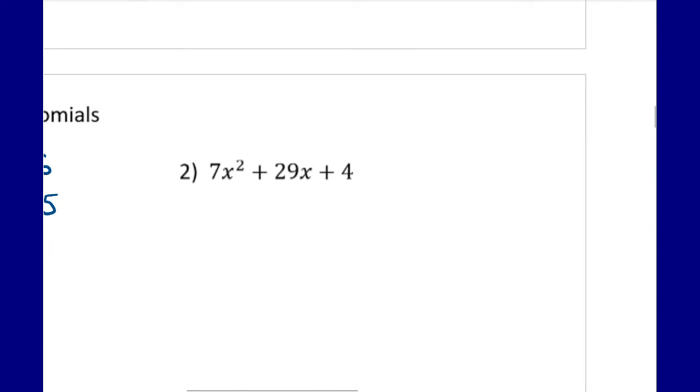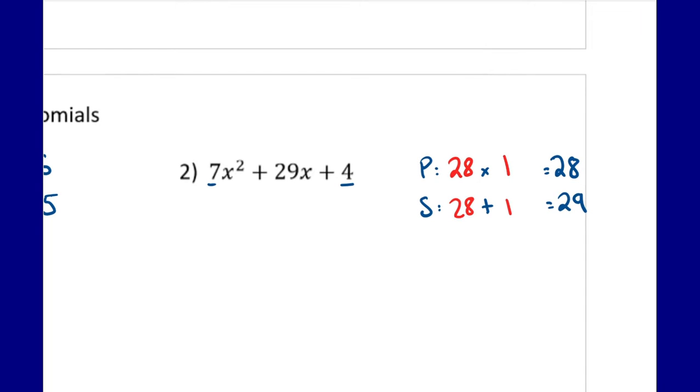If we look at the next example, same idea. We're looking for two values that multiply to give us the first value multiplied by the last value, or in this case 7 times 4, which is 28. And they must also add to the middle value, or 29. So what two numbers multiply to 28 and add to 29? This one is relatively straightforward. It's 28 times 1, because 28 plus 1 gives us 29.